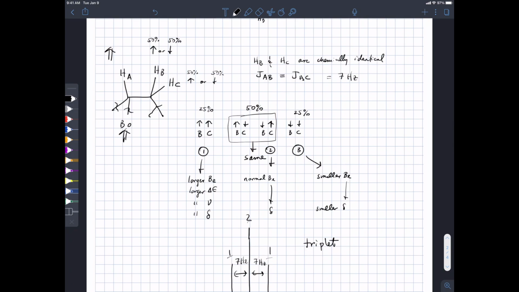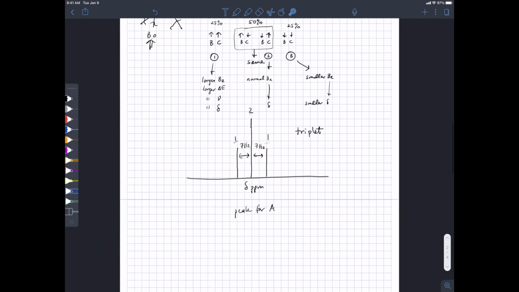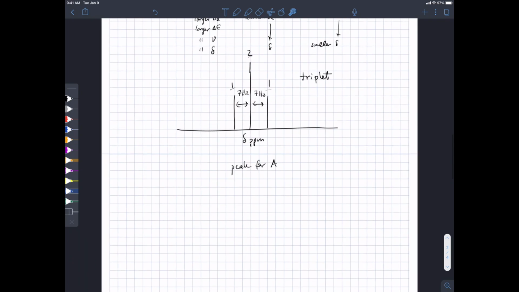Incidentally, if we decided to be protons B or C, they're identical, and they'd show up at the same chemical shift, what would the peak for B and C look like? It's adjacent to only A. Doublet, right? And if proton A were adjacent to no protons, it would be a singlet. Okay, conceptually we can think about the triplet in a slightly different way.